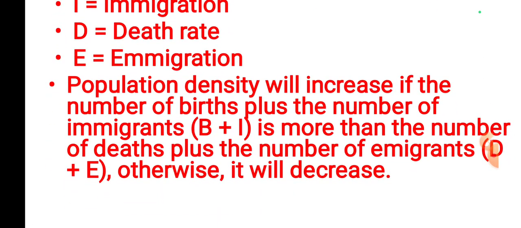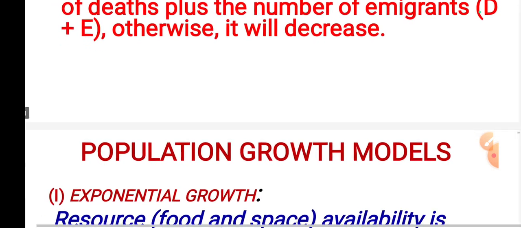Population density will increase if the number of births plus the number of immigrants, B plus I, is more than the number of deaths plus the number of emigrants, D plus E. Otherwise it will decrease.